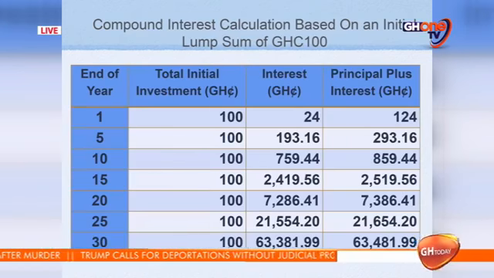In year 15, the total interest alone on the 100 cedis is 2,419 cedis, 56 pesewas. In 15 years' time. Don't forget, when we use the concept of simple interest, the total amount we had at the end of the 30 years was 820 cedis.